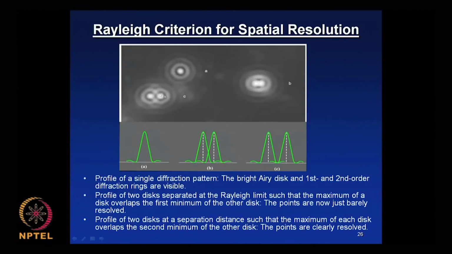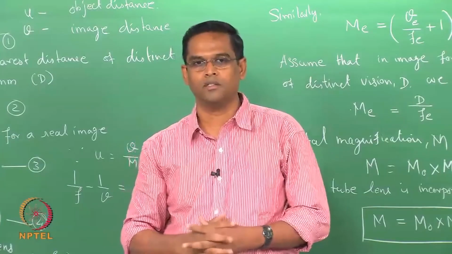And if you look at C, the profile of the two disks at a separation distance such that the maximum of each disk overlaps the second minimum of the other. So, when you look at this, the second minimum and the maximum overlap, then we are able to see these points clearly resolved. So, this is another illustration of the Rayleigh criterion for the spatial resolution.